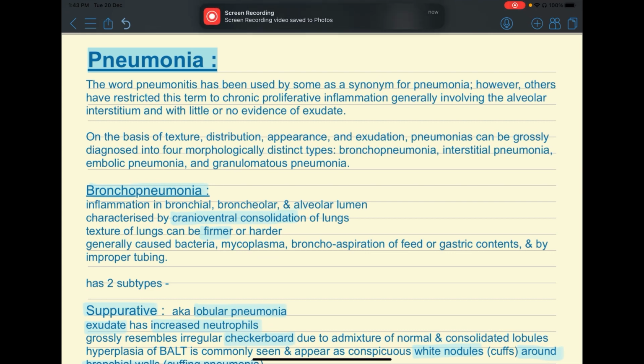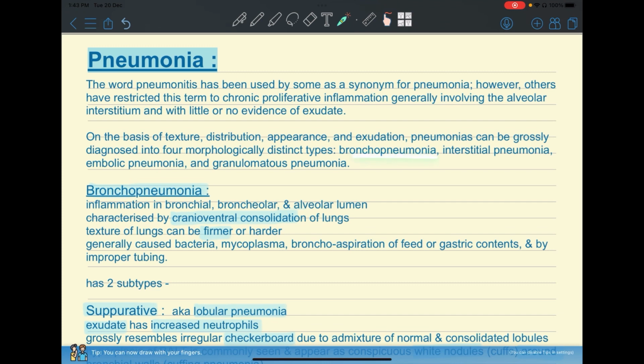On the basis of the texture, distribution, appearance, and exudation, pneumonia can be grossly diagnosed or classified into four distinct types: bronchopneumonia, interstitial pneumonia, embolic pneumonia, and granulomatous pneumonia. In some cases, we see a mixture of bronchopneumonia and interstitial pneumonia. In this case, it is called bronchointerstitial pneumonia.